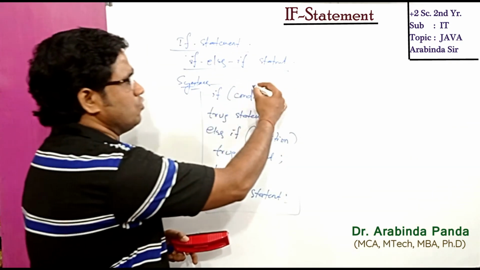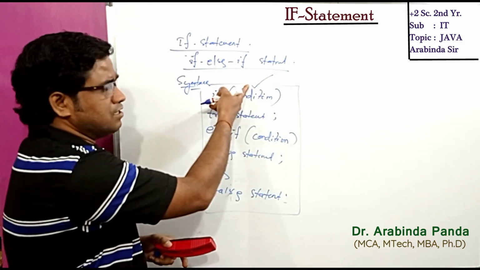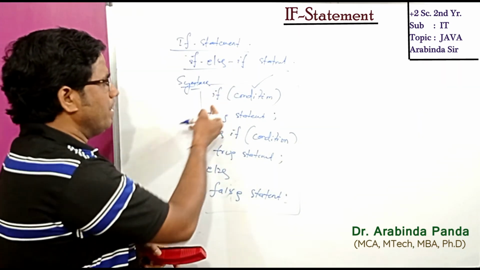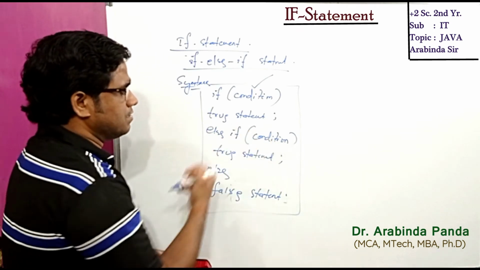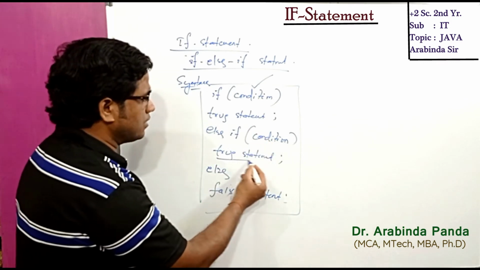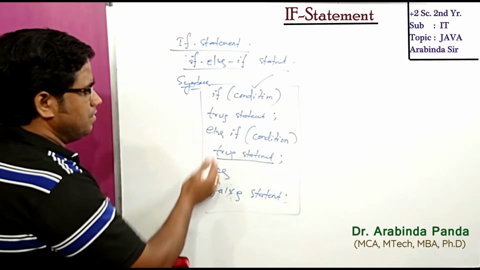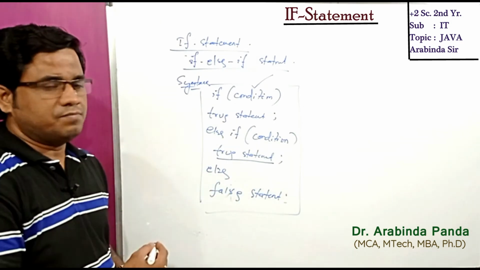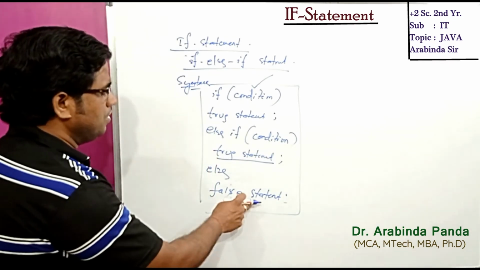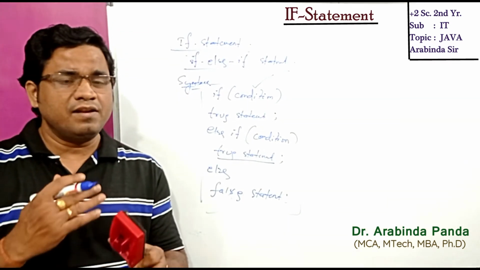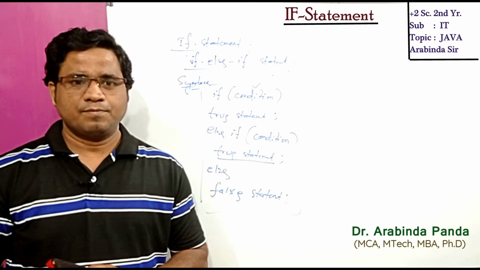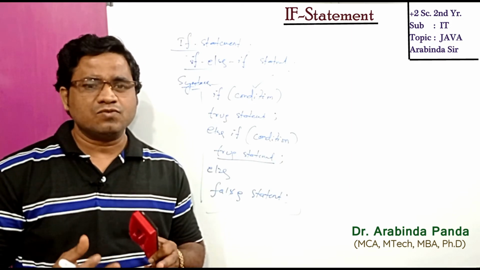So here first it will check the first condition. If the condition returns true, then this statement will be executed and then break. Else again it will check the second condition. If the second condition is true, then it will execute this one. Otherwise, it will execute the false statement. Means if the two conditions return false, then it will execute the false statements. So this is the main technique behind the if else if statements. Clear? So now let us discuss with an example.